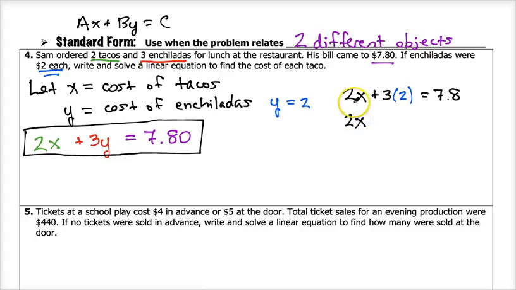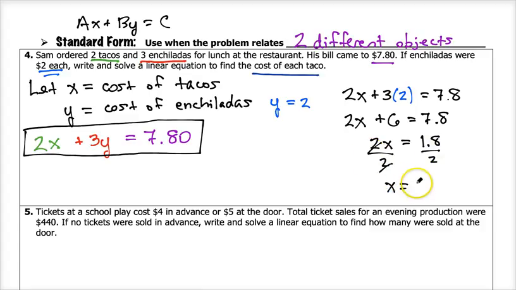I need to solve this equation now for x because I want to find the cost of each taco. So this is 2x plus 6 equals 7.8. I need to subtract 6 from both sides. That gives me 2x equals 1.8. And if I divide 1.8 by 2, I get x equals 0.9. So that tells me that each taco costs 90 cents.